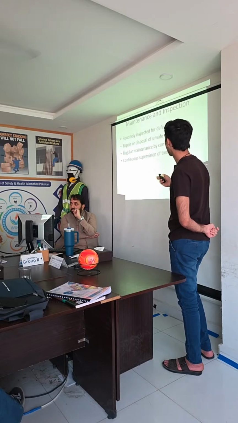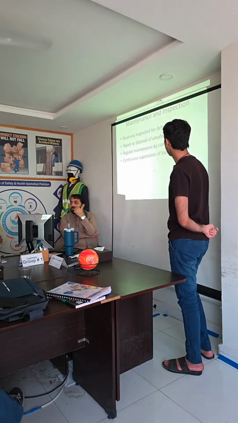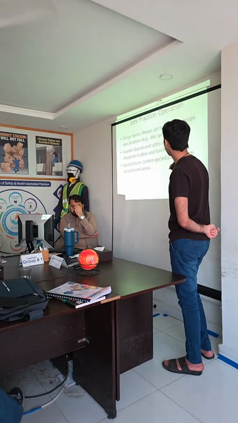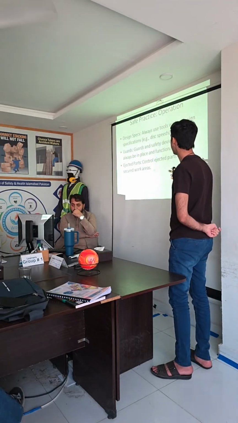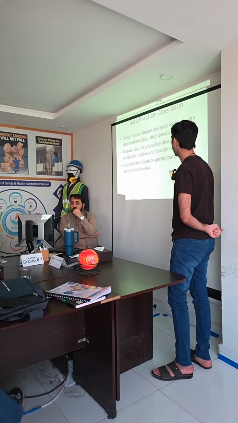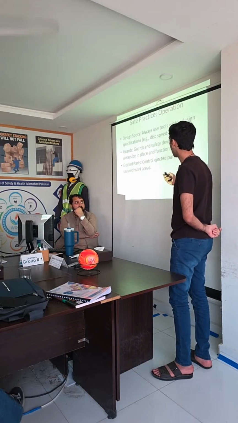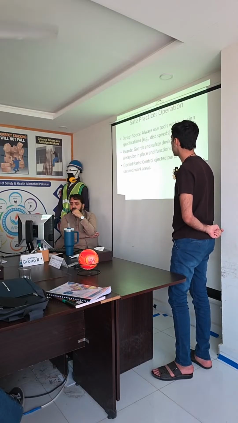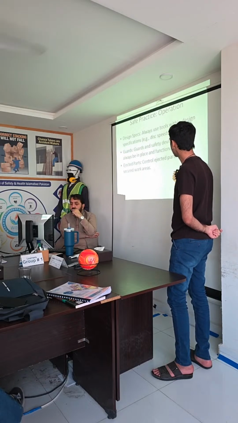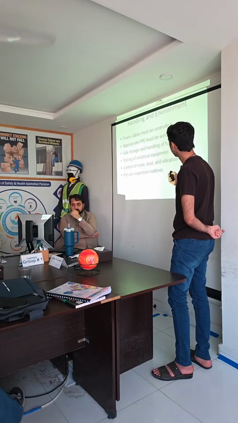Maintenance and inspection. The tools should be routinely inspected for defects. Repair or disposal of unsafe tools should be done properly, with regular maintenance by competent staff and continuous supervision of tool use and safe practice operation. Design specs. Always use tool specifications, for example disk speeds. Okay, then come guards. Guards and safety devices must always be in place and functional. Ejected parts. Control ejected parts through secured work areas.